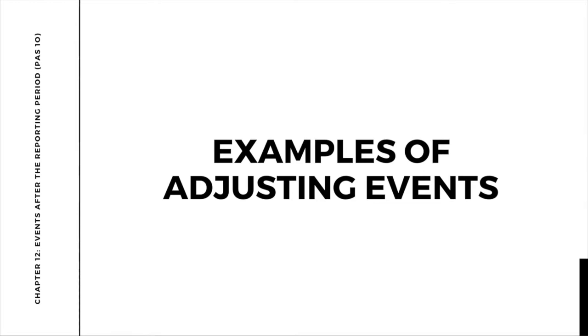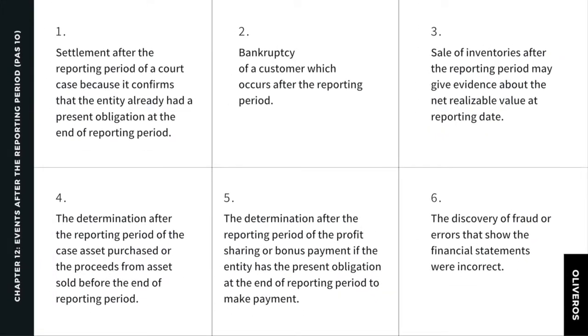We have here examples of adjusting events concerning the different business transactions which are literally accountable or recognizable, that give adjustments in effect on the asset, liability, and equity of an entity. First example, the settlement after the reporting period of a court case, because it confirms that the entity already had a present obligation at the end of the reporting period. Second, bankruptcy of a customer which occurs after the reporting period.